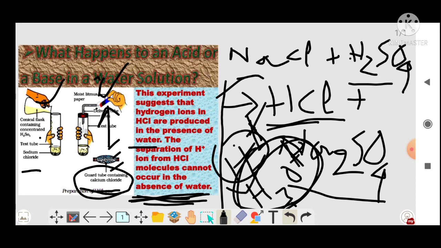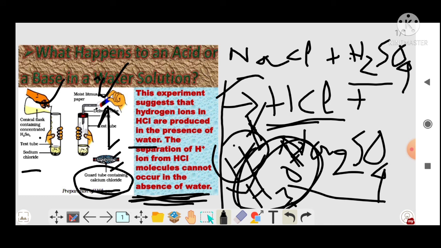Okay, when only dry HCl and dry litmus paper present, no color change. When dry HCl and moist litmus paper present, then HCl reacts with water and produces H plus ion, and that H plus ion causes acidic nature of HCl, and it changes the blue litmus paper into red litmus paper. Okay, so all about the tests and all about the concepts of this slide.